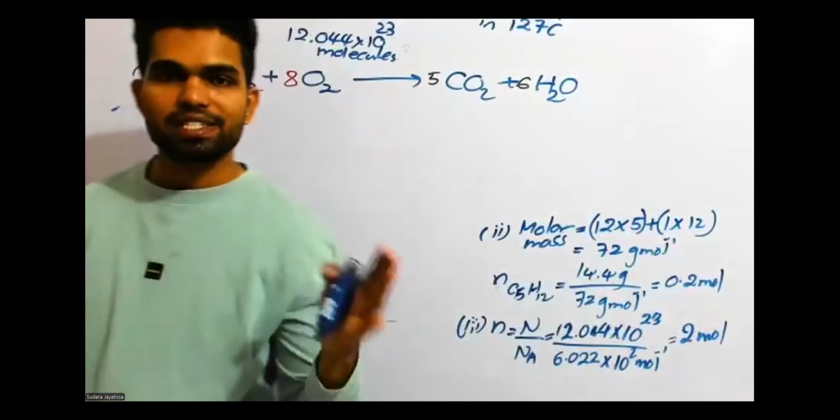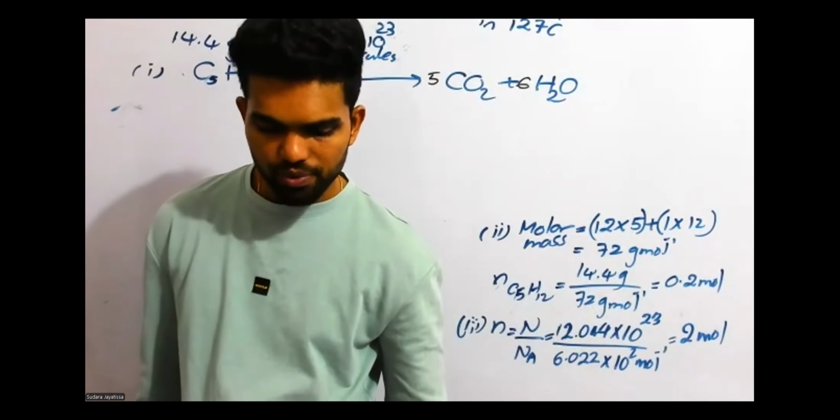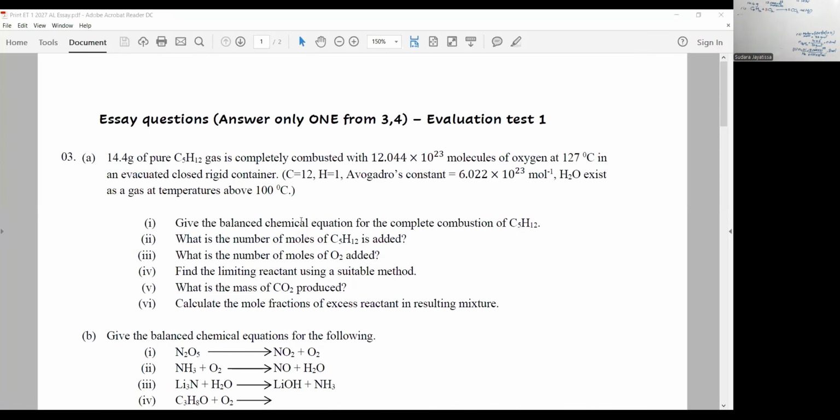So you have to do this process step by step. First balance the equation and then find the number of moles. Is that clear? Balance the equation and then find the number of moles. And then look at the fourth part.